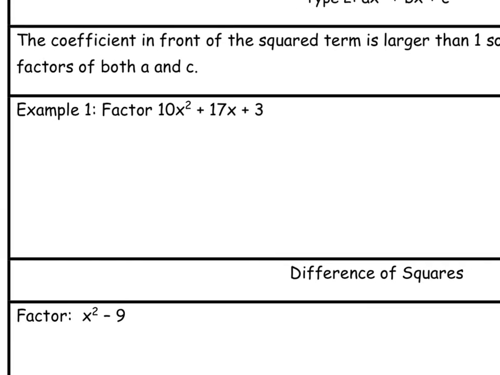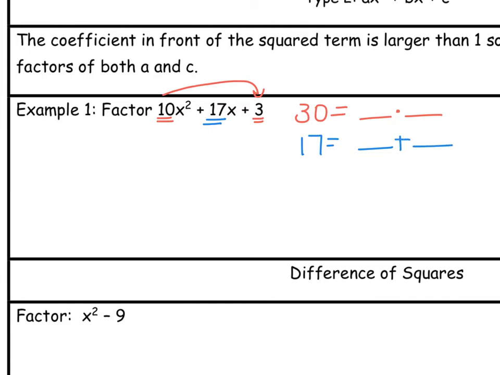So here is our example, 10x squared plus 17x plus 30. Now we're still looking for factor pairs, but now we're looking for factor pairs of 10 times 3. So 10 times 3 is 30. So we need factor pairs of 30 that add up to our middle term of 17. Factor pairs of 30 that add up to 17 are 15 and 2. So 15 times 2 is 30, and 15 plus 2 is 17. So we can start to write our factored form. We have x plus 15 and x plus 2.